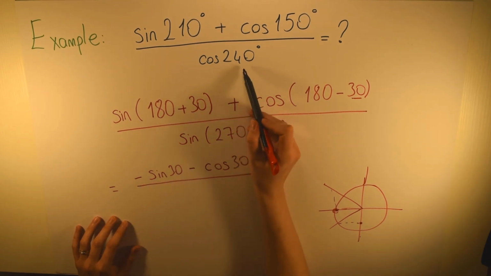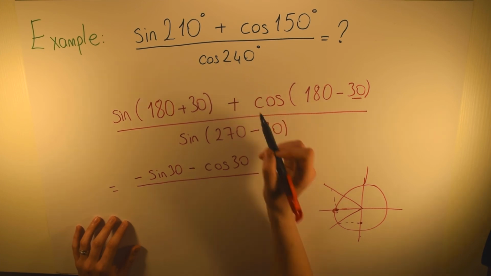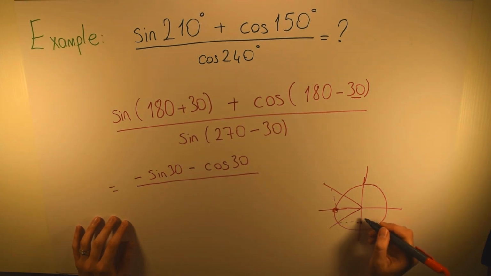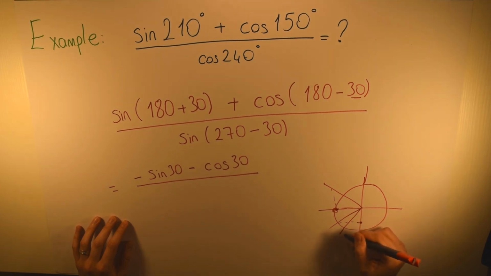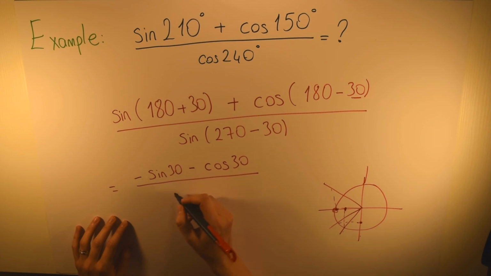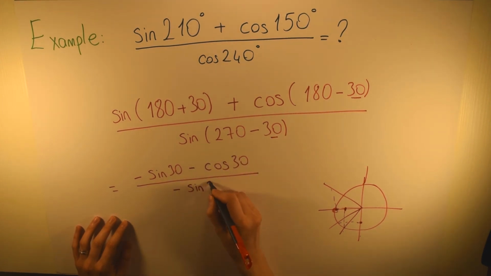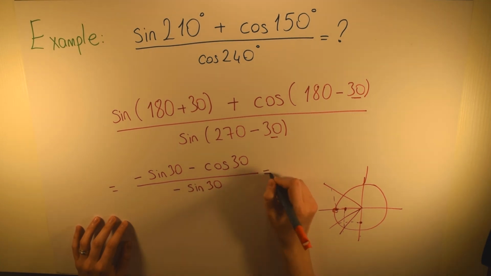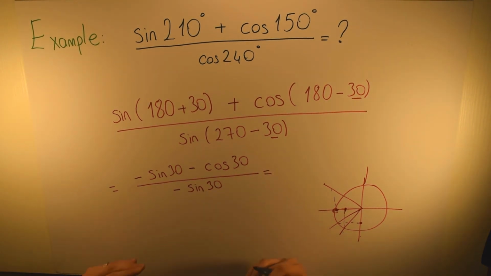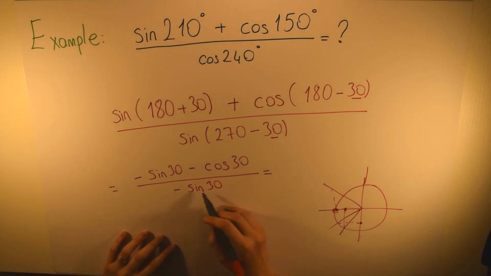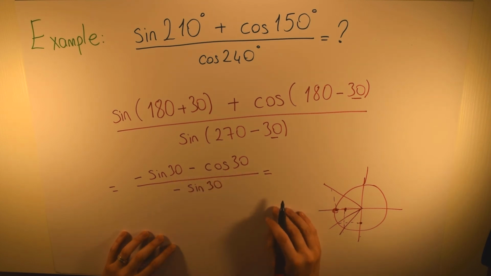This is cosine 240. So 240 is somewhere here, and also here cosine is negative, right? It's on the negative side. That's why this is also minus sine 30 degrees. You see, now everything is much easier because we know the value of these trigonometric functions.